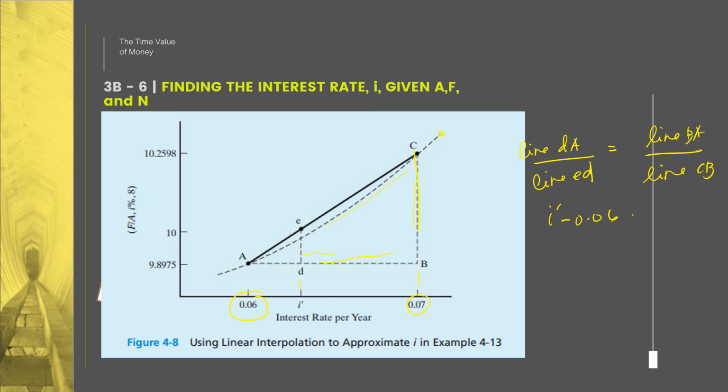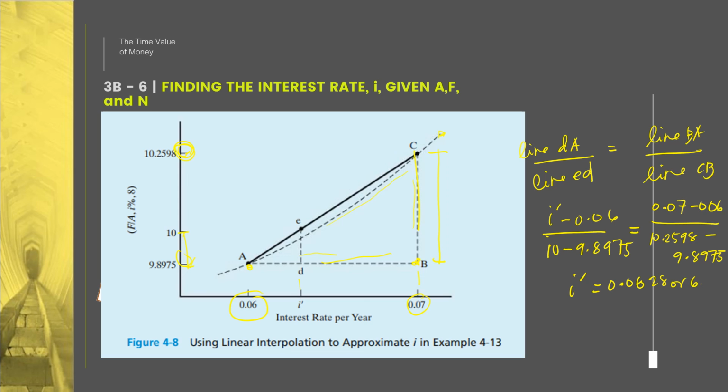So I equal to... wait. Let's do line ED first. Line ED is from the factors we obtained. So 10 minus 9.8975 over 10.2598 minus 9.8975 is equal to I prime minus 0.06 over 0.07 minus 0.06, that is BA. So I prime is equal to 0.0628, or 6.28% per year.